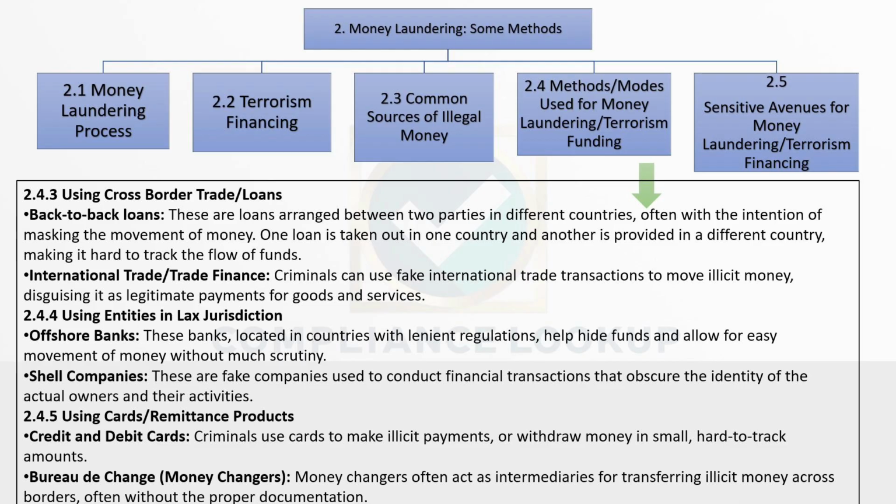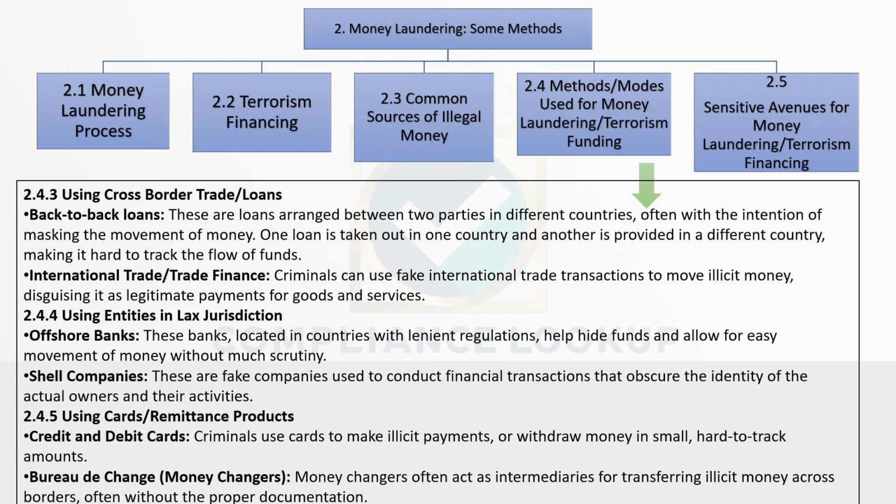Example: a business involved in illegal arms trade deposits profits into an offshore bank located in a country with weak financial regulations. The offshore bank helps the business keep its assets hidden from authorities, allowing the criminal organization to move its money freely without being tracked.